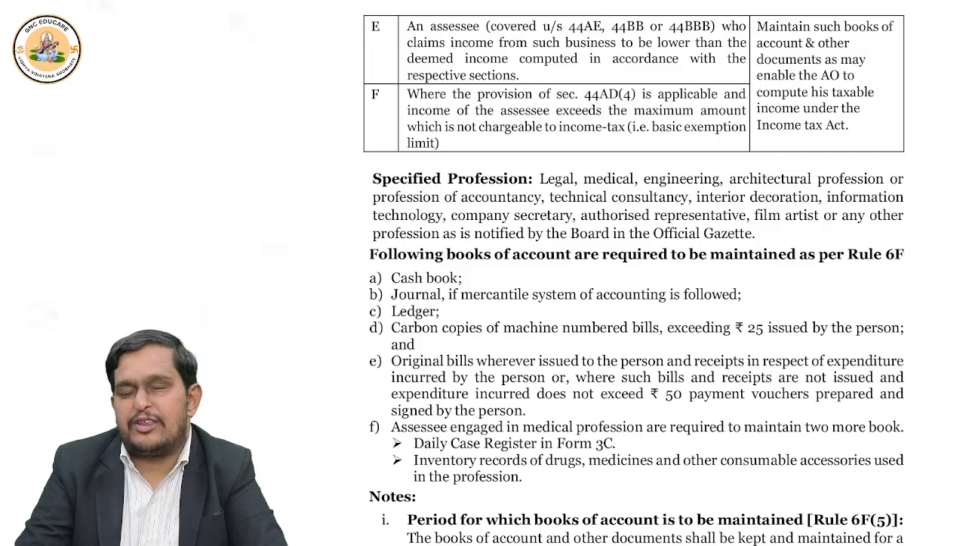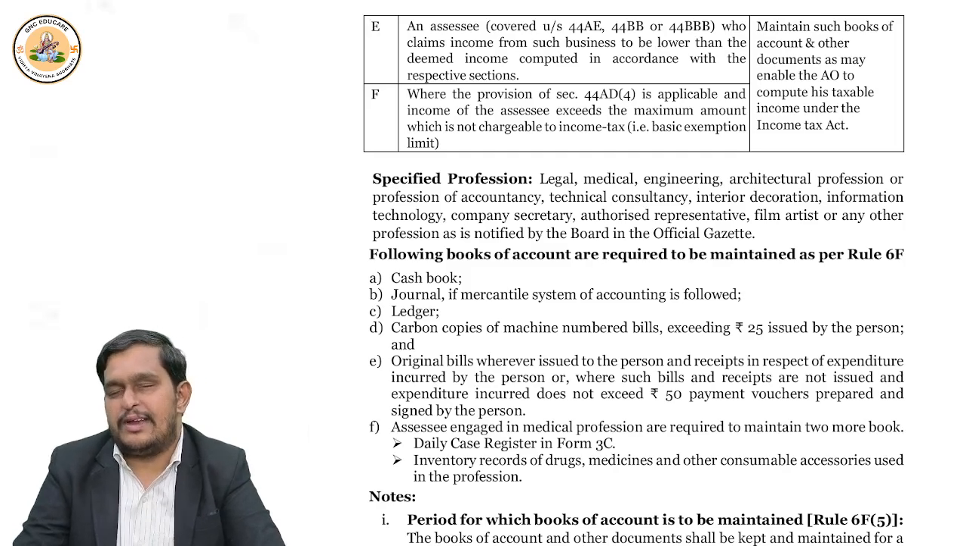So for specified professionals, A, B will apply. For other businesses, C, D will apply. But for presumptive taxation, like 44AD, ADA, AE, BB, BBB, right, E, F will apply. That's what we discussed. Now come to Rule 6F, books of accounts.